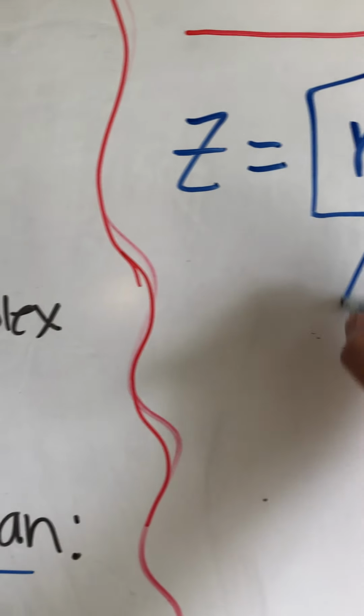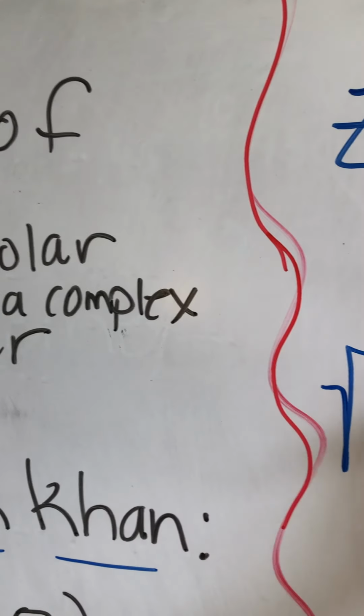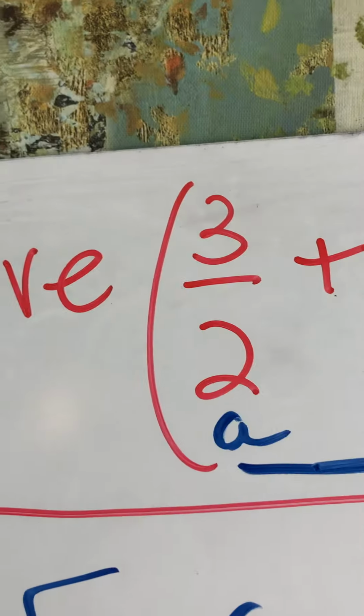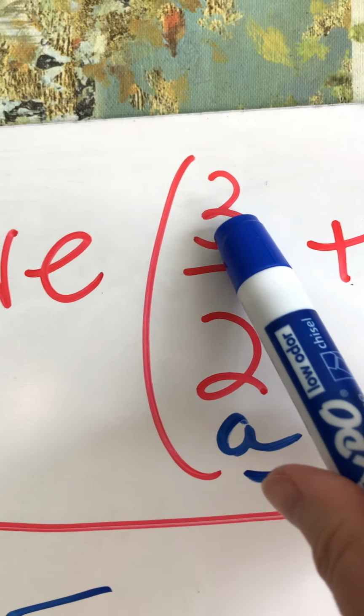All right, so just a little bit of ugly work here for the r. For the r, I'm going to square a and square b. There we go. So here's my a, 3/2, and when I square it, that's 9/4.